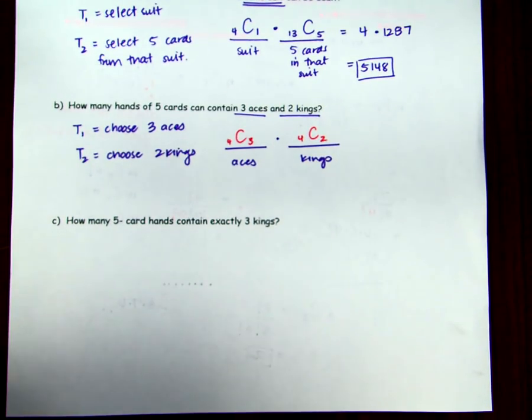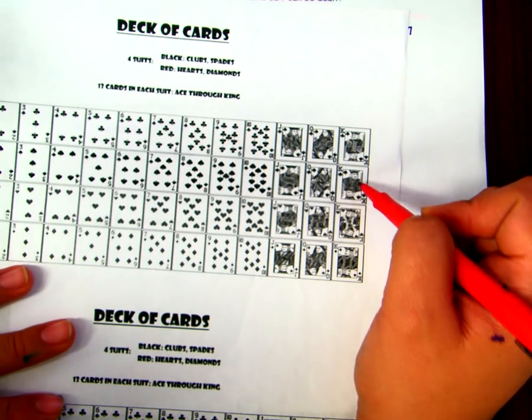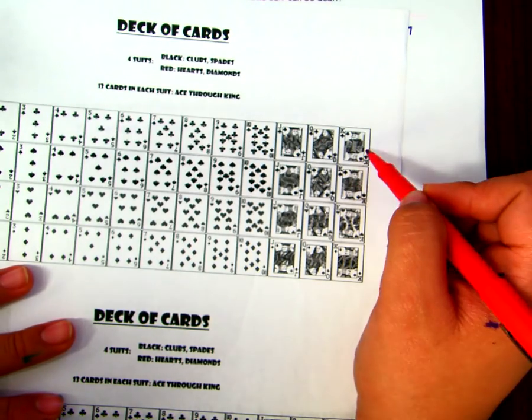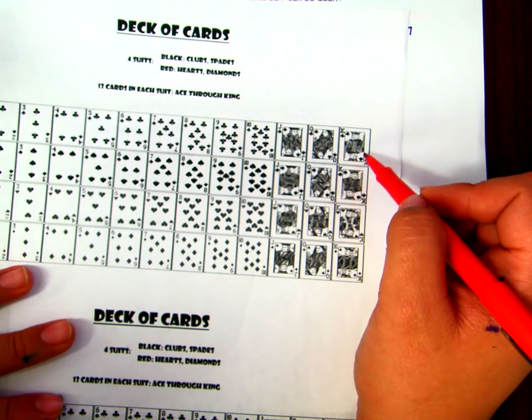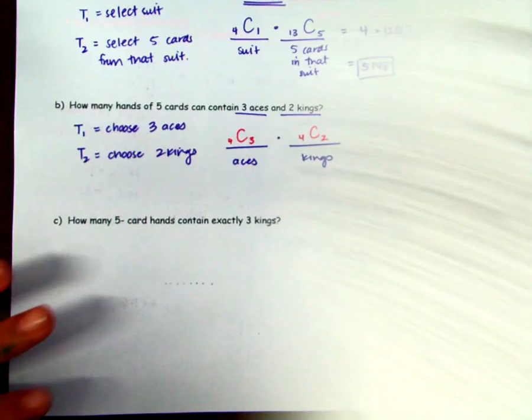And remember, it's a combination because the order of the kings doesn't matter. It doesn't matter if I have a king of clubs and a king of spades versus a king of spades and a king of clubs. In a combination, the order doesn't matter. As long as they're both in there, you don't have to double count them.